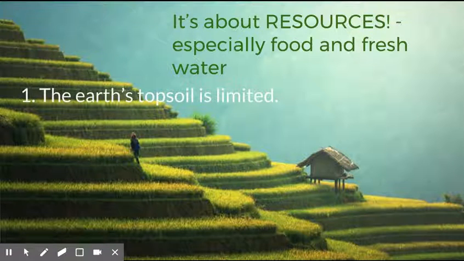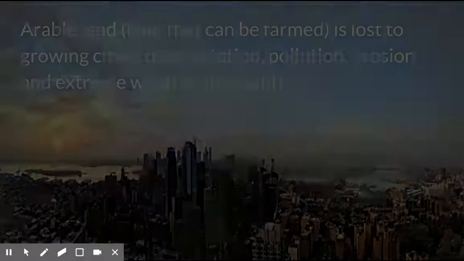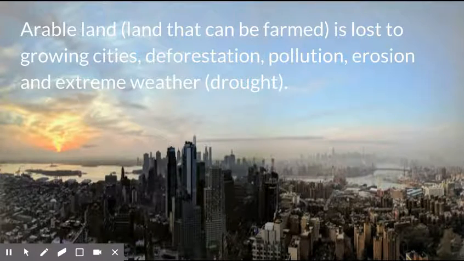The Earth has a very limited amount of topsoil, and we are losing topsoil every year. Arable land is land that can be farmed. If people need food, we need farmland. And farmland every year is being lost to growing cities, deforestation, pollution, erosion, and extreme weather.